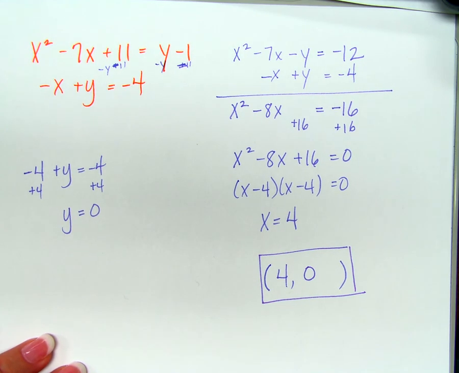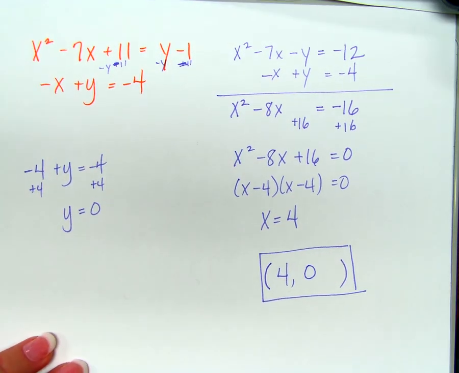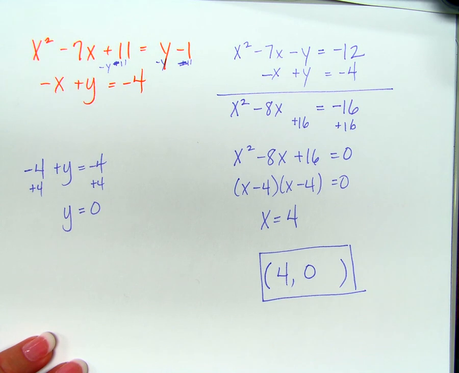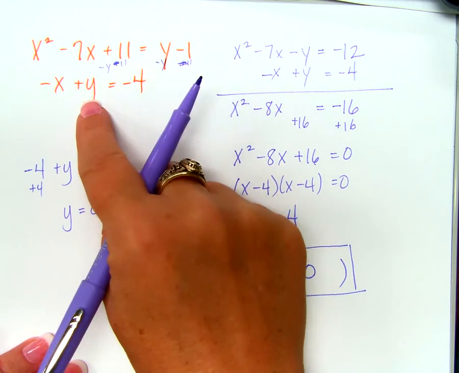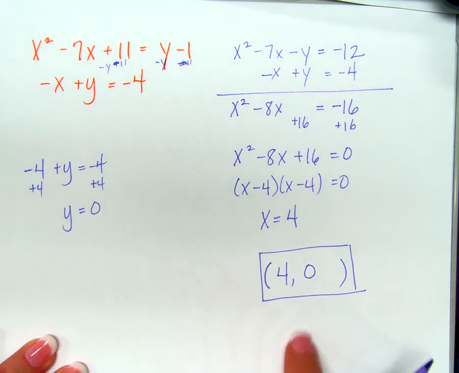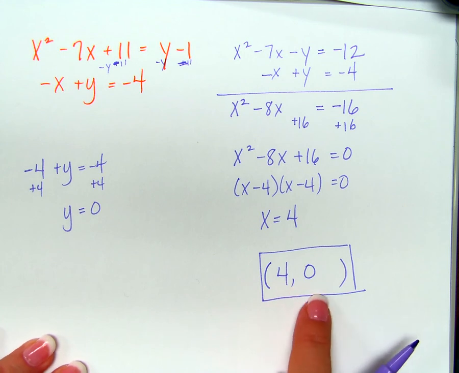How could I check that in my calculator? How could I graph these two equations? Can I graph those two equations? I could, but I have to solve each one of them for y before I could do that, right? So it's an easier way to check and see if this is the right answer.